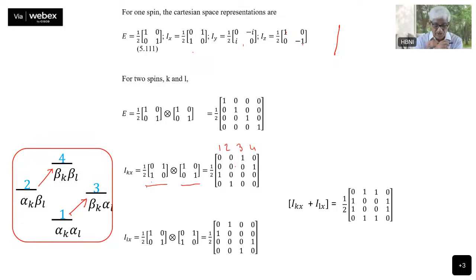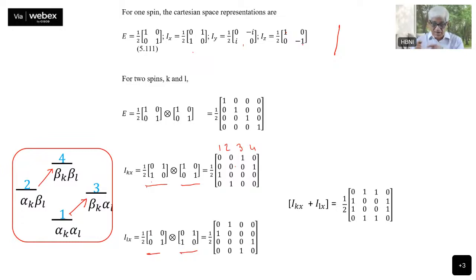Similarly, for the ILX, I just reverse the order. I first put the unit operator E here, and then I put the ILX, the one-spin X operator. So in place of 1, I put the entire matrix 0, 1, 1, 0. For 0, I put here 0, 0, 0, 0. 0 multiplied by this matrix gives me 0, 0, and similarly 0 multiplied by this matrix gives me 0, 0, 0, 0 here. The last one is 1 multiplying this whole matrix, so I get 0, 1, 1, 0.